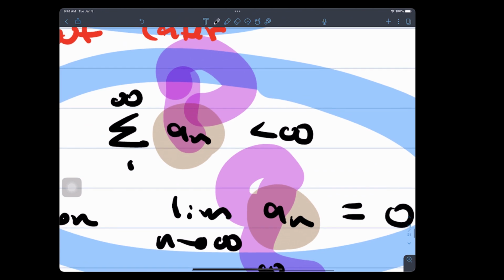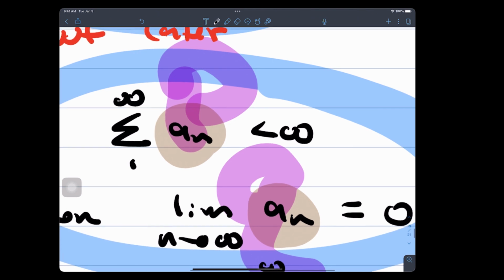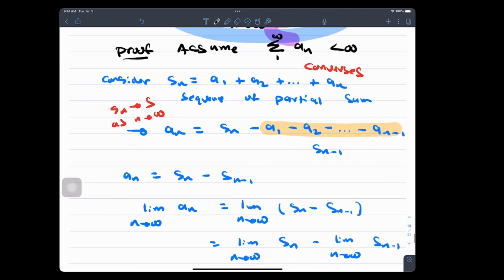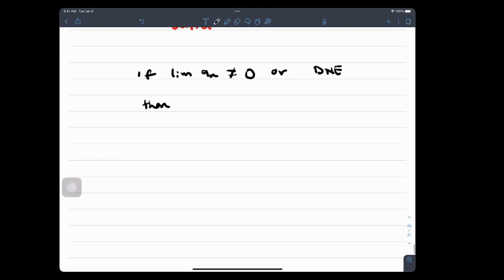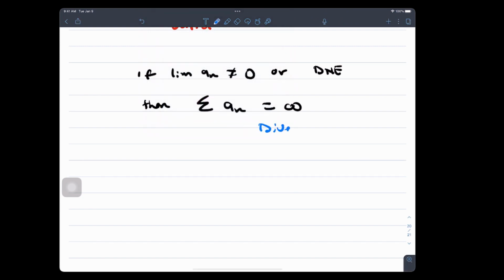P. Negating P is the opposite of convergence. What's the opposite of convergence? Divergence. Then this means, ladies and gentlemen, your series of AN diverges, which is another way of saying what? Divergence. Now, why do I care about this?